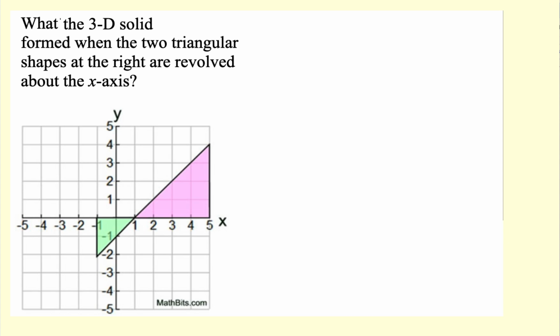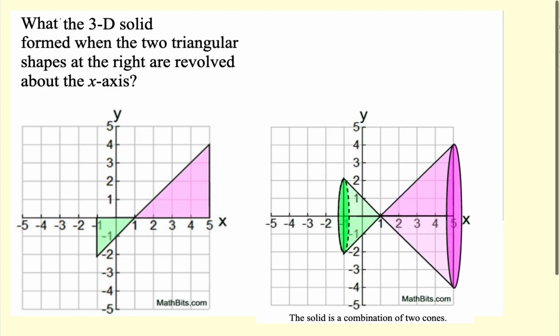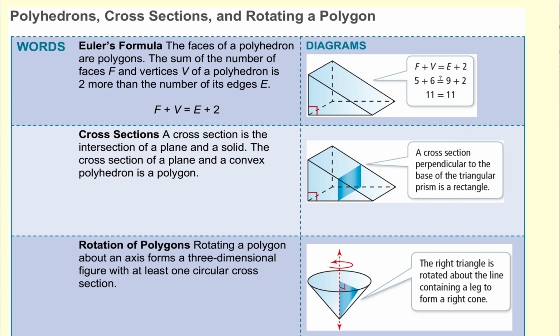Okay, so what would happen if we took two triangles and rotated across the x-axis? So this pink triangle would go around this way, the green triangle would go around this way, and this is the shape we would get. We would get actually two cones, one small one and one large one. Okay, and so these are the three topics that we covered: Euler's formula, cross sections, and rotations of polygons.